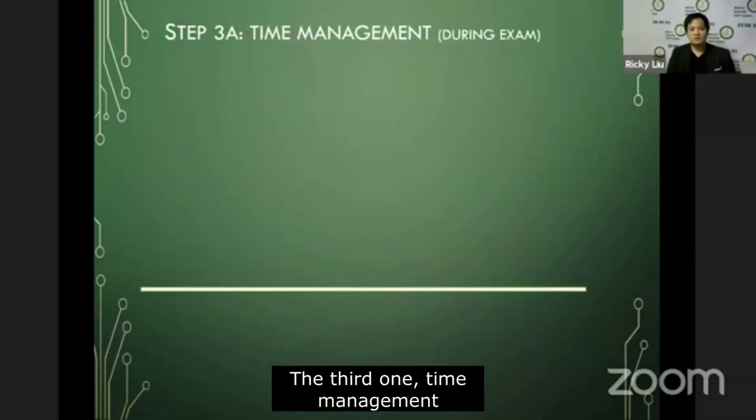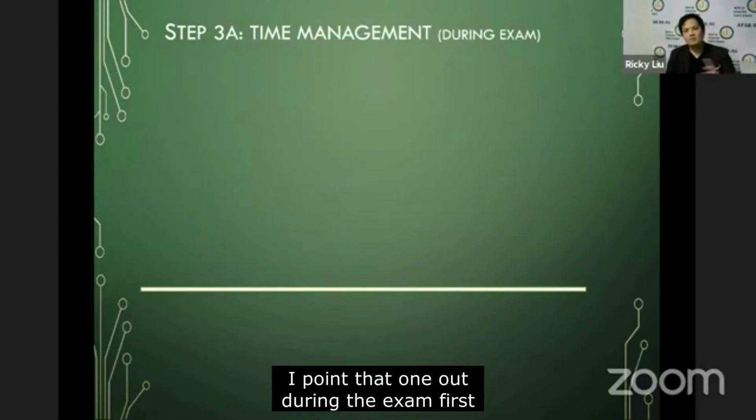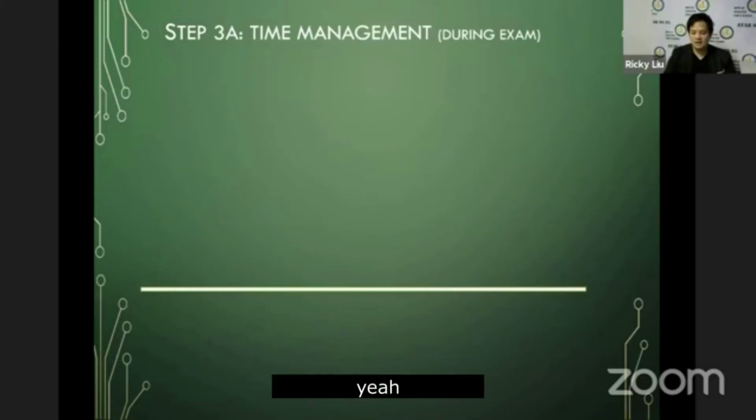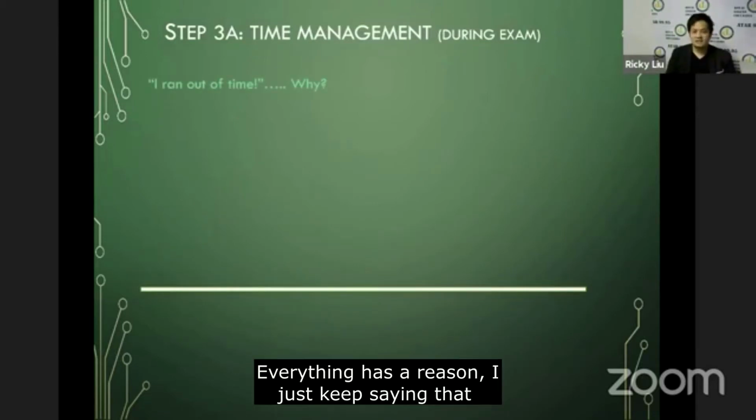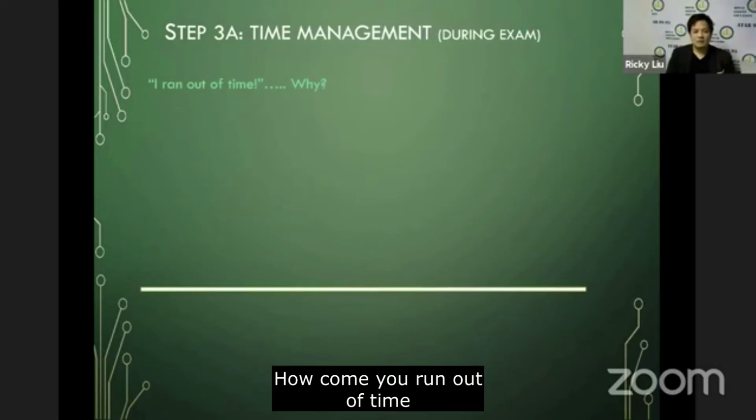All right, the third one, time management. I point out that during the exam, during that 1 hour or 2 hours, a lot of people run out of time. Why? Everything has a reason. I keep saying that. How come you run out of time?